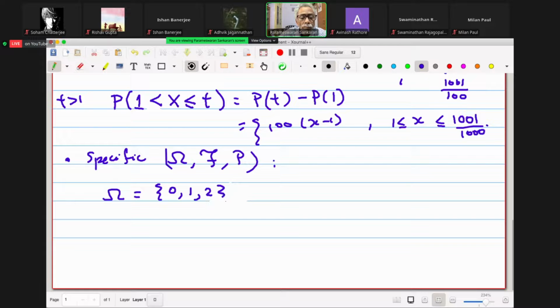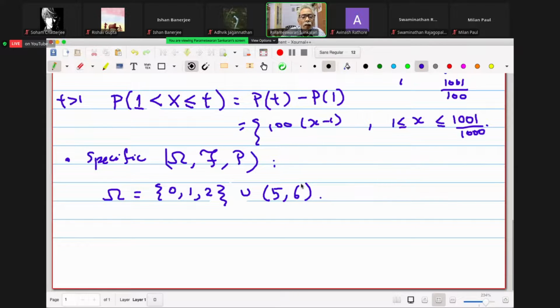Okay, and then union. You can just take any interval, it doesn't really matter. So let us take the interval 5, 6, just for the fun of it. And what is this F? F consists of all subsets of this, and it also consists of open intervals of this 5 to 6.